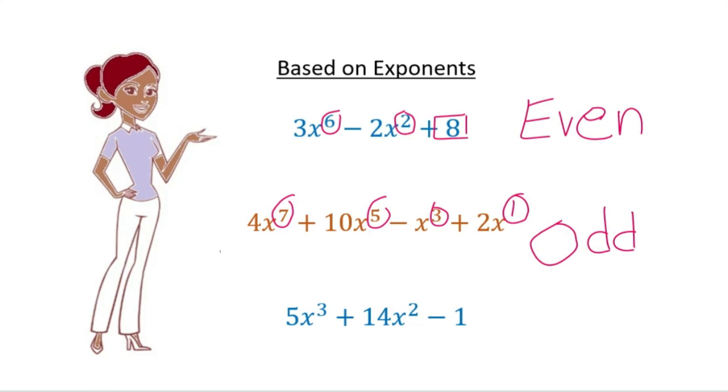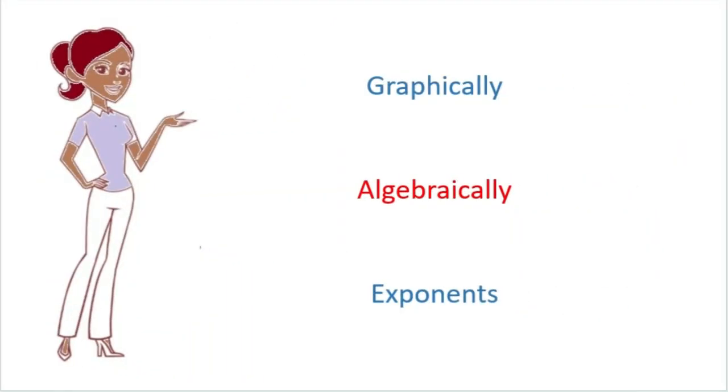Lastly, we have the exponents in the third equation. One is 3, which is odd, and the second term has an even exponent, and the constant would be evaluated as an even. So these are mixed. So when you have mixed exponents, the function is neither even nor odd. You can determine whether a function is even, odd, or neither graphically, algebraically, or by the exponents.